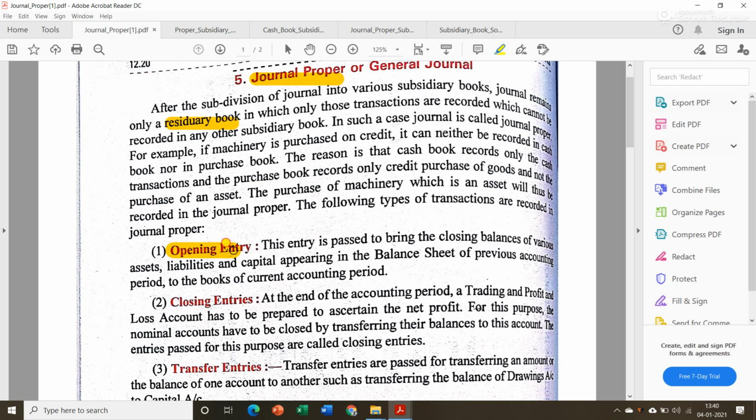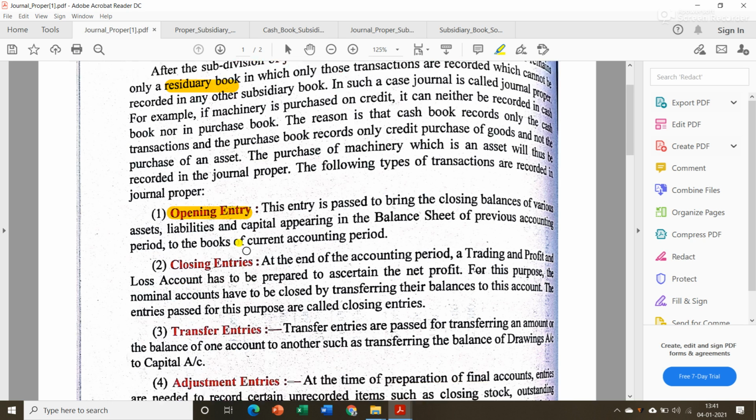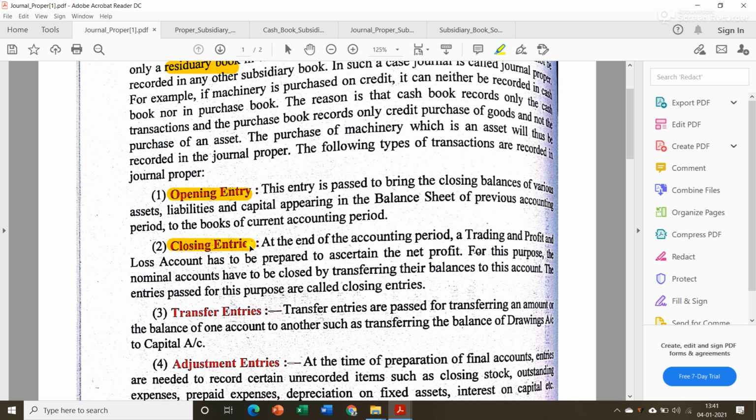The first one is opening entry. If we have any balance of previous year's assets as well as liabilities, we will bring those in this financial year and pass a journal entry. That entry is known as opening entry. The next is closing entries. At the end of the accounting period, we prepare trading and profit and loss account, and through that we find out how much net profit we have earned in the financial year.